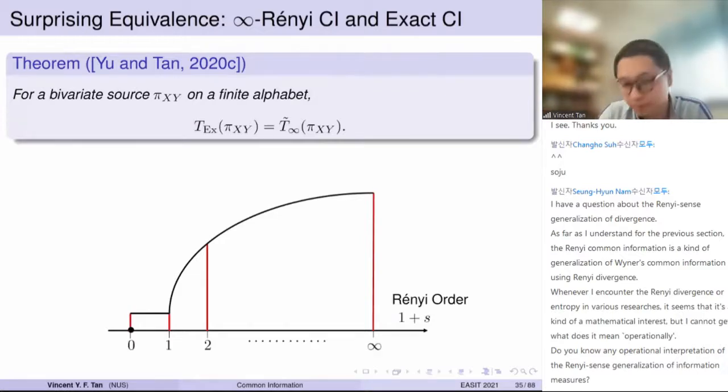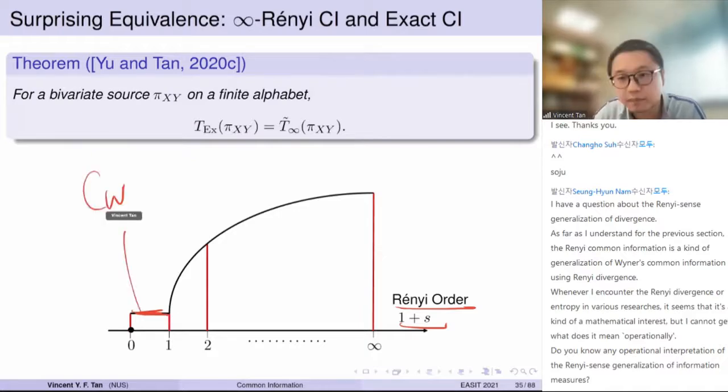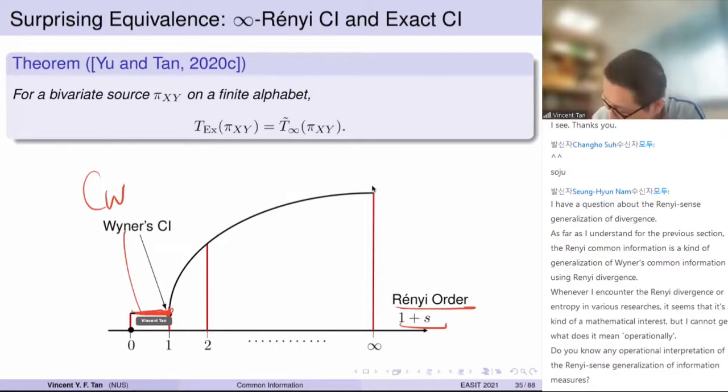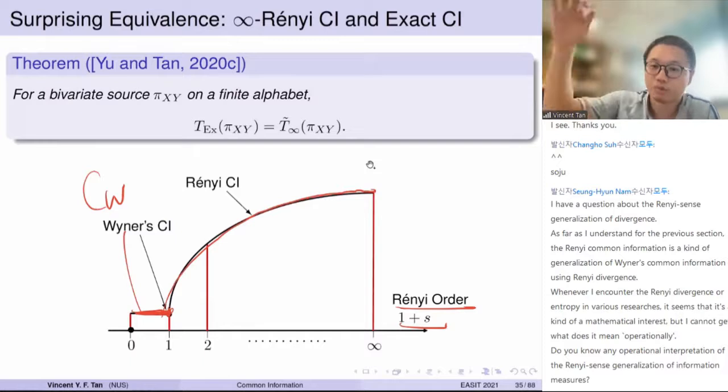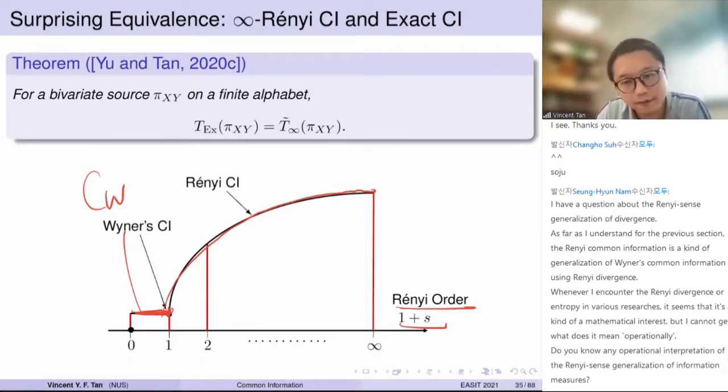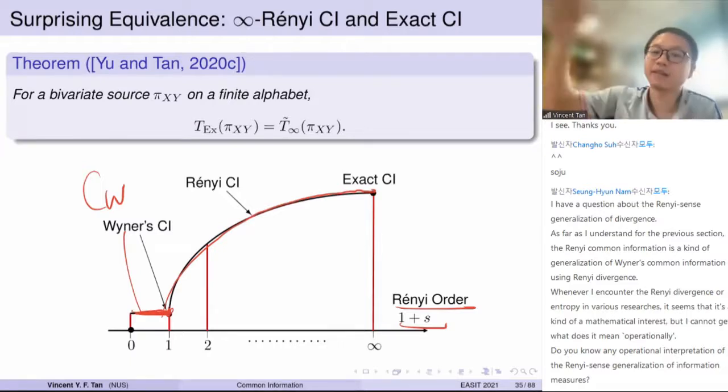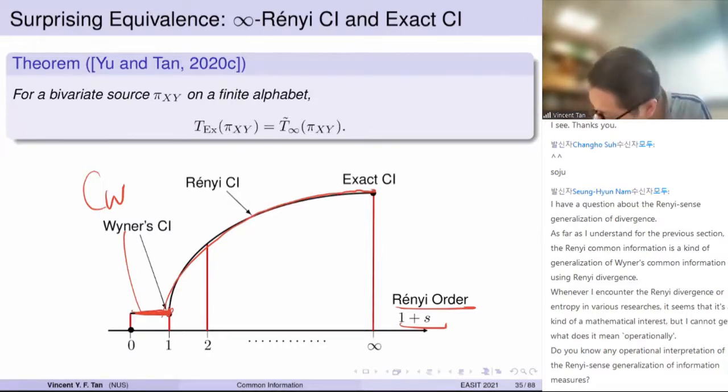Now this is the Rényi order, from 0 to infinity. Right here, as I mentioned, less than 1, it is very boring, because this is nothing but Wyner's common information. Flat here. Now from here to there, it's more exciting. Why? Because Rényi common information grows in general. We did not know that it grows before our work, but it grows. And at the very end, at infinity, you recover exact.